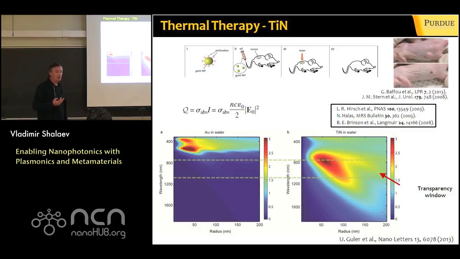Our body is largely water. Basically, it's a transparency window for water, to a large extent. So it's between, let's say, 800 and 1200 nanometers. That's where you would like to irradiate, so that light would go through the body, excite surface plasmons in plasmonic particles sitting in cancerous tissue, locally heat it and destroy it. Lots of pioneering studies in that regard have been done by the Halas group at Rice.